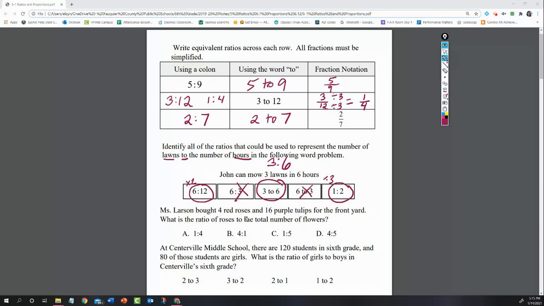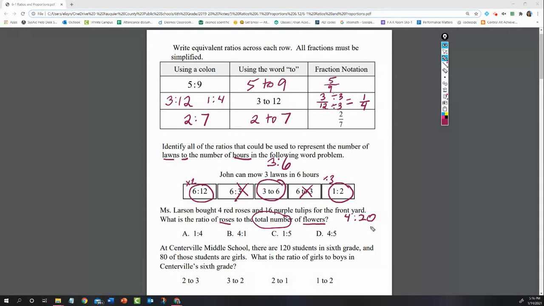Miss Larson bought 4 red roses and 16 purple tulips for the front yard. What is the ratio of roses to flowers, the total number of flowers? So here we can see that there are 4 red roses and 16 tulips. So we don't want 4 to 16, we want the total number of flowers. So how many total flowers are there? 20. So we know that the ratio of roses is 4 to 20 total flowers.